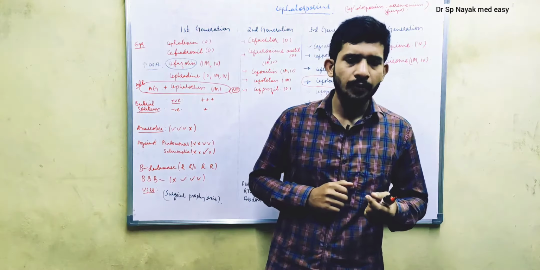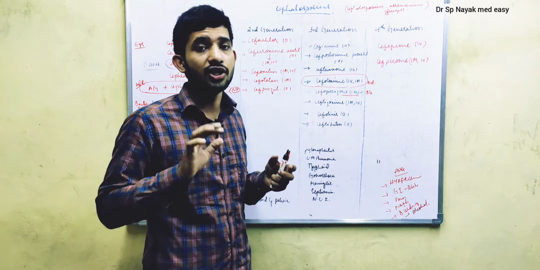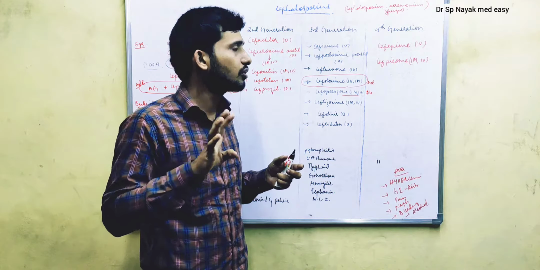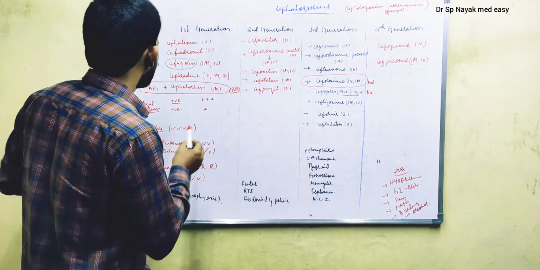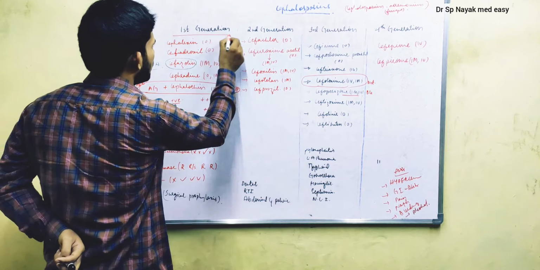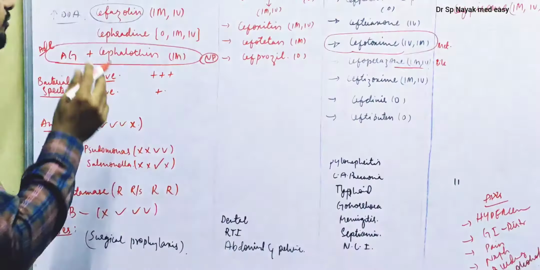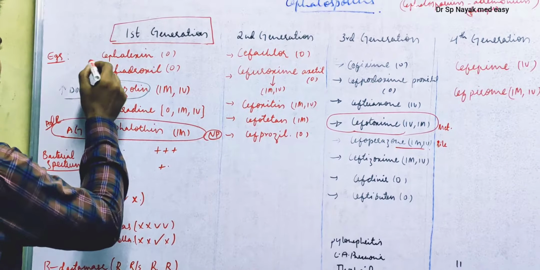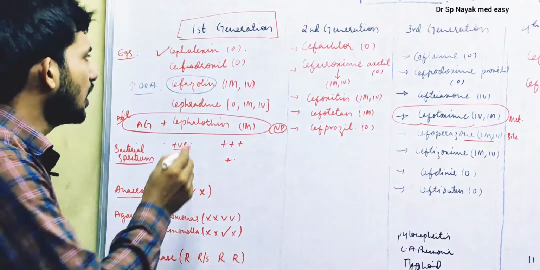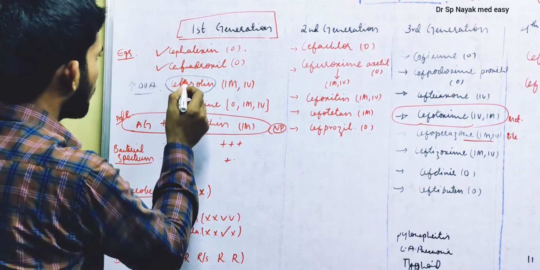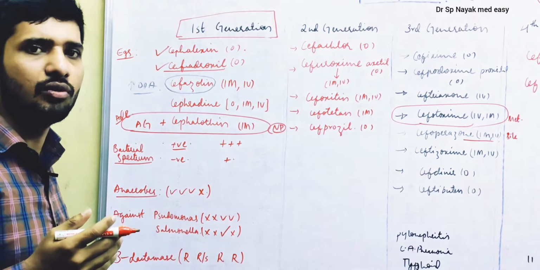Now let us see. Cephalosporins are categorized into 4 generations. The first generation of cephalosporins is very important in the examination, so you have to remember these drugs. In the first generation cephalosporins, we have cefalexin, which is given through oral form, and cefadroxil. Even cefadroxil is available in oral form.